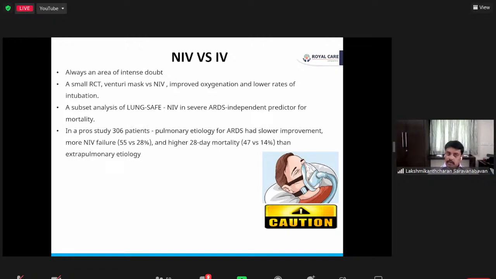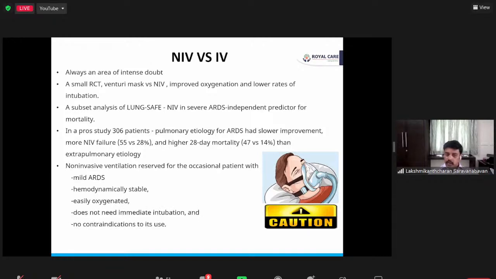There were further subset analyses, and in a prospective study in 3,306 patients, it was found that in a specific group of patients, that is, patients who had a pulmonary etiology, they showed a slower improvement and more NIV failure and more mortality than extrapulmonary etiology. That means that in extrapulmonary etiology of ARDS, you can still try non-invasive ventilator, but with caution. If at all you're going to use non-invasive ventilation, it has to be reserved for occasional patients with mild ARDS. They should be hemodynamically stable, easily oxygenated, not need an immediate intubation, and have no contraindications for its use, such as low GCS or chances of aspiration.